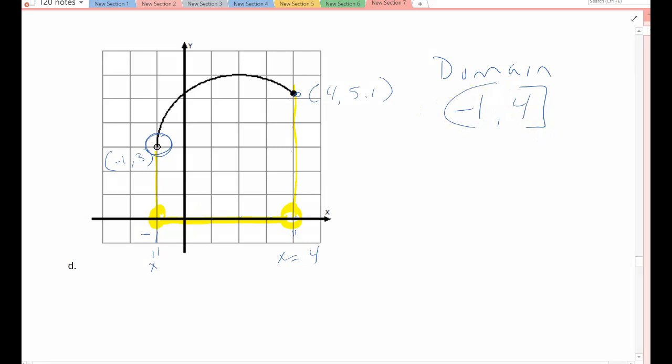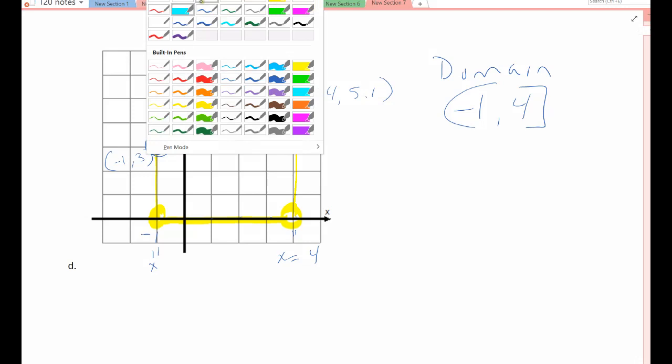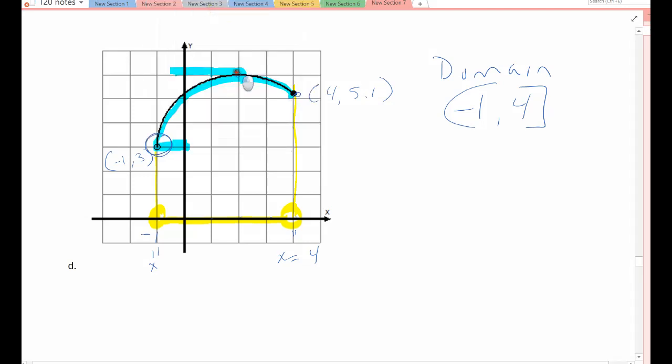Alright, and keep the same thing in mind when I do my range. Remember, the range is the y values, so it's the values my function goes vertically. So that would be where my smallest y value is, and then I go up to my biggest y value. It's not this end point, because I actually hit this y value up here. So this would be the biggest y value, this would be the smallest y value.